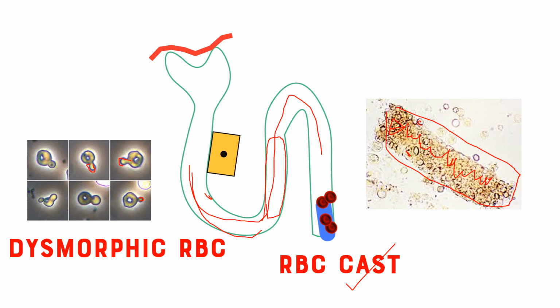So you have dysmorphic RBC and RBC casts, and you don't see them in non-glomerular causes; you only see them in glomerular causes. So that is one thing that you need to remember.